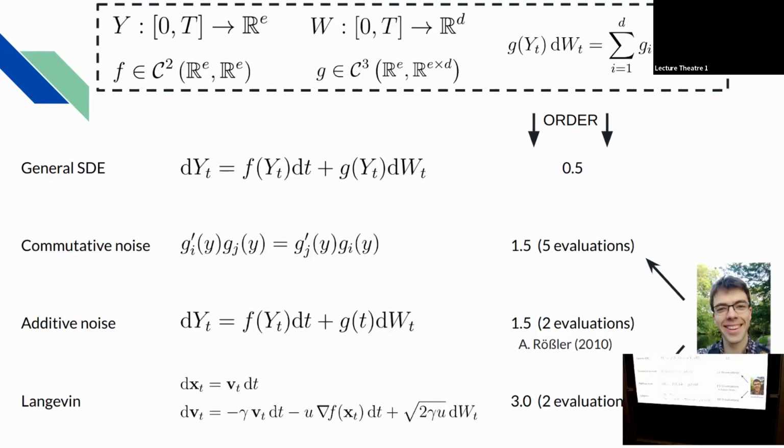Anyway, but here we also need some more information about the Brownian motion to be able to achieve these high orders, right? Because the Brownian motion is so weird. As Desmond said, you then get this root T error. But if you know some information about what happens between your samples of Brownian motion, then you can do better.